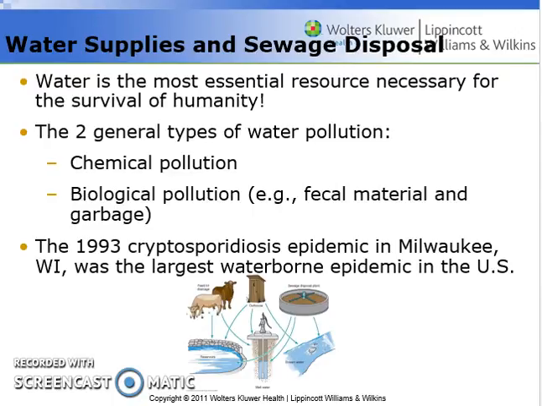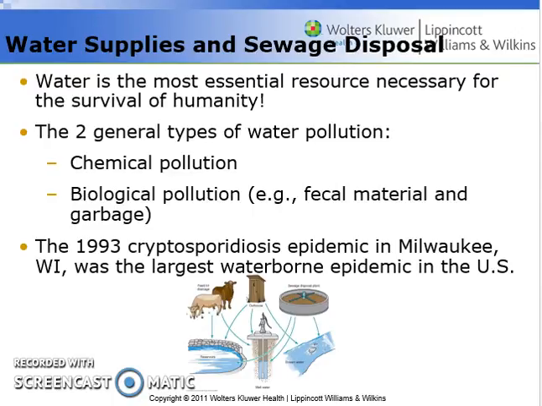This is a common problem that every society has: we want to make sure that we have enough water for people to survive, because it's the most essential resource that's necessary. And then we want to figure out great mechanisms that we can use to dispose of our sewage properly without generating a lot of pollution.